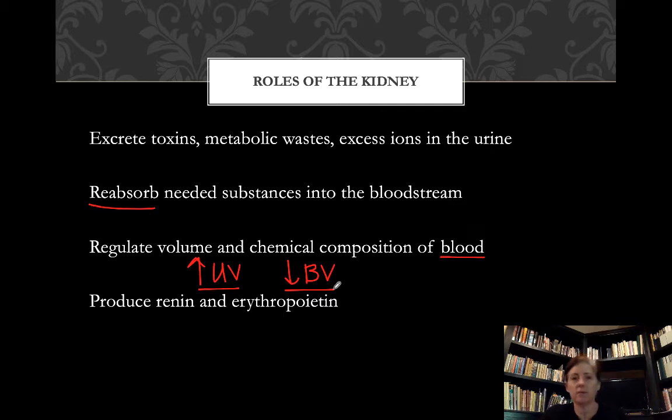And then the kidneys play a role in producing renin, which allows us to control blood pressure. And then also erythropoietin, which if you recall from a couple different topics that we've talked about this year, like skeletal system and blood, erythropoietin is the hormone that stimulates red blood cell production. So that is one of the sites of its release, the kidney.